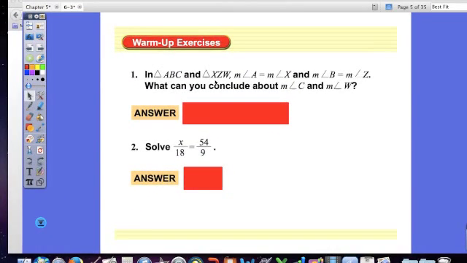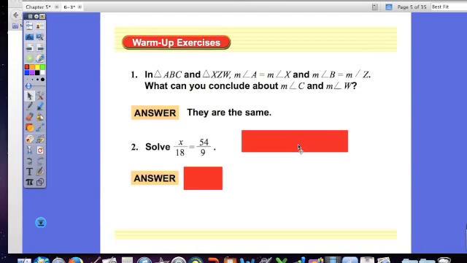In triangles ABC and XZW, the measure of angle A is equal to the measure of angle X, and the measure of angle B is equal to the measure of angle Z. What can we conclude about C and W? We conclude they are the same. That would be the third angles theorem.